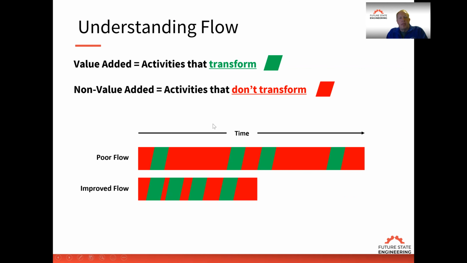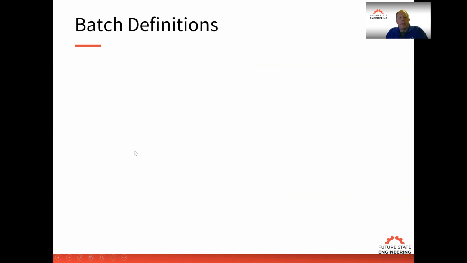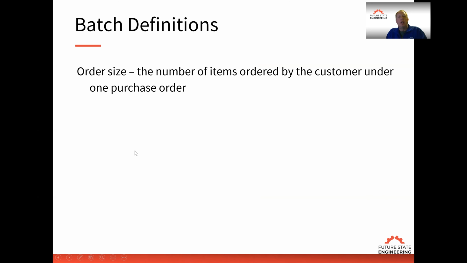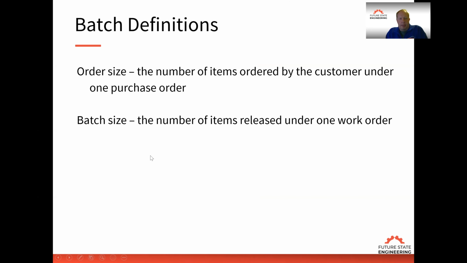Batching is defined as the amount of work that is done before switching off to do something else. A lot of people try to be efficient by batching work. So what are different batching definitions? The order size is typically what the customer orders on one purchase order that you're going to process within your organization. The batch size is the number of items that are released under one work order that might be released to someone in the system to start working on.